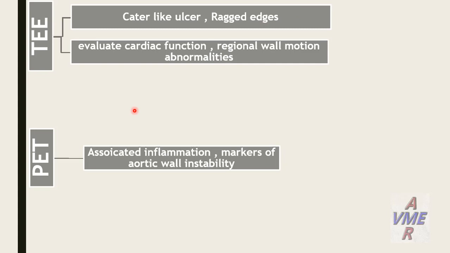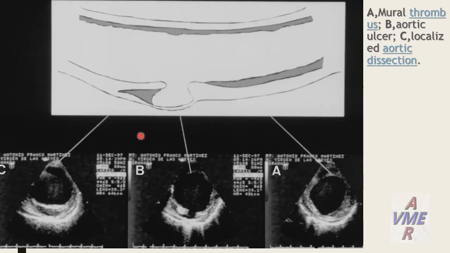PET shows associated inflammation and is a marker of aortic wall instability. This is a picture of a transesophageal echo, and you can detect here what's called mural thrombus. We have here mural thrombus, and here we have aortic ulcer, and here we have localized aortic dissection. So hematoma or thrombus, aortic ulcer, and localized aortic dissection.